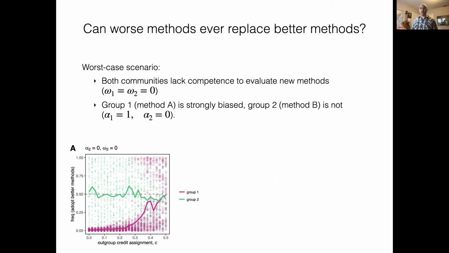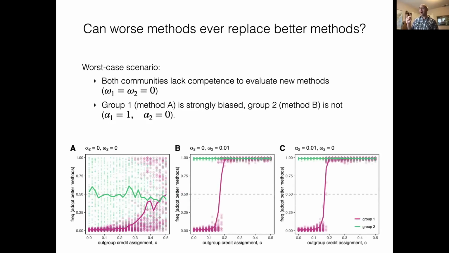And this is unfortunate, but it's also very unrealistic, right? And what we find is if you inject even a tiny bit of competence or even a tiny bit of bias of 1%, you regain the original effect.